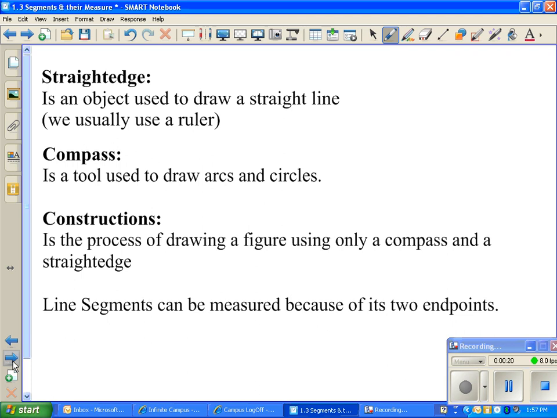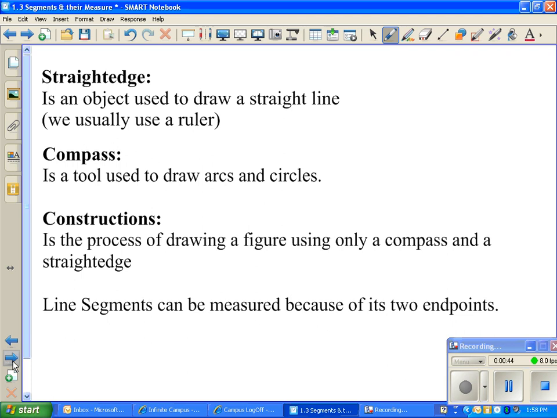Okay, straight edge. What's a straight edge? Anybody know? Can we give an example of a straight edge? A ruler. Anything else? Something that you have on your desk right now. A pencil, paper, folder, notebook, book. All right, those are straight edges. Anything with a straight edge.